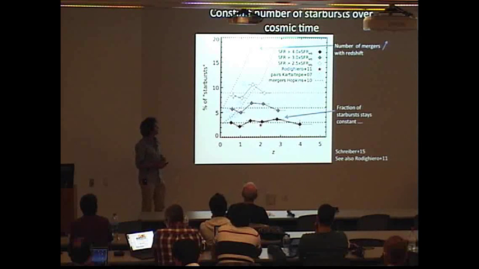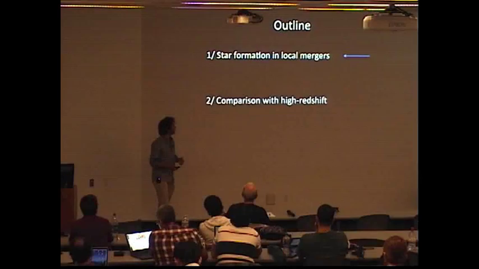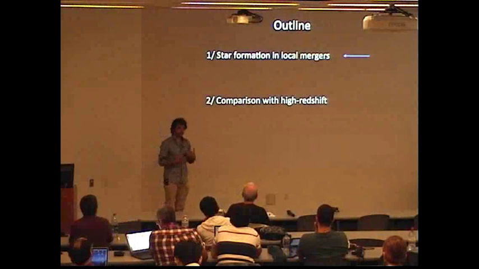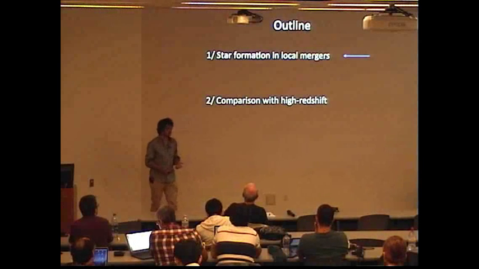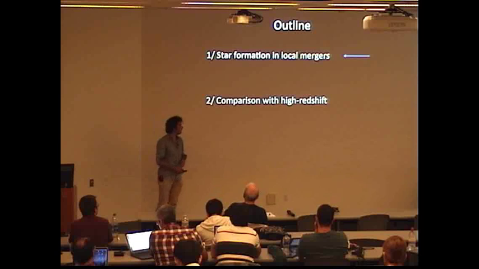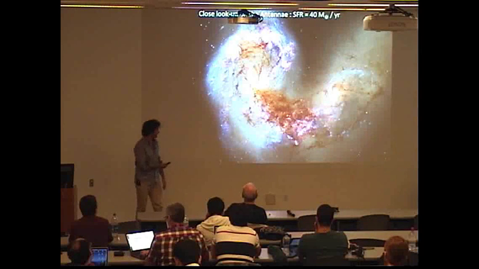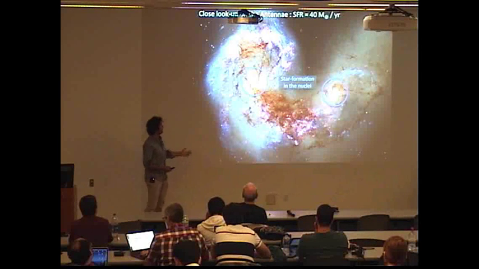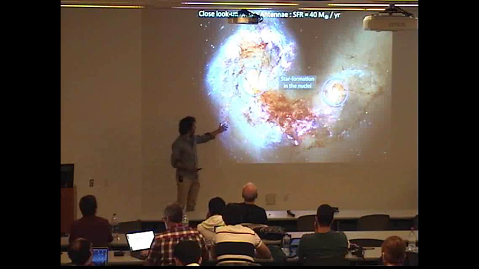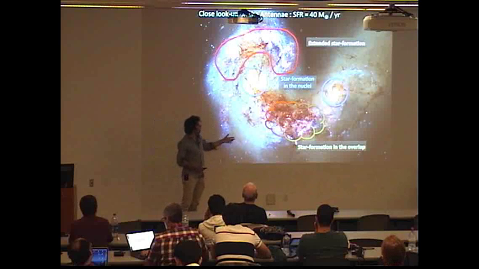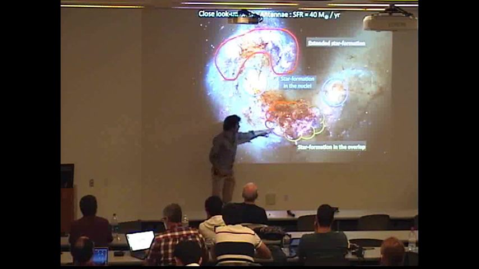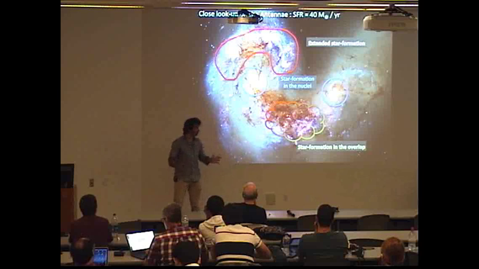To answer this question, I'm first going to review how star formation proceeds in local mergers, and then I'm going to compare with simulations of high redshift galaxies. So first, let's have a look at a very nice starburst galaxy: the Antennae galaxies. We see star formation in the nuclei, but also star formation in the outer parts, here in the arc, and here in the overlap. So there are a lot of processes at the same time.